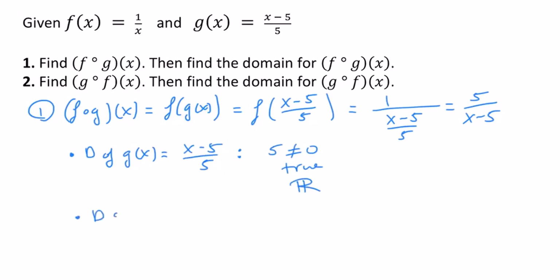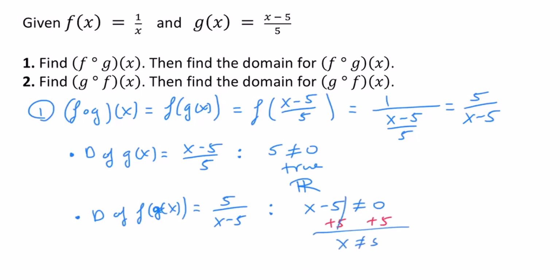The second step is the domain of f(g(x)), which is what we found, 5/(x - 5). For this one, we also have a fraction, so the denominator x - 5 cannot equal 0. Solve for x: add 5 over. So x cannot equal 5.